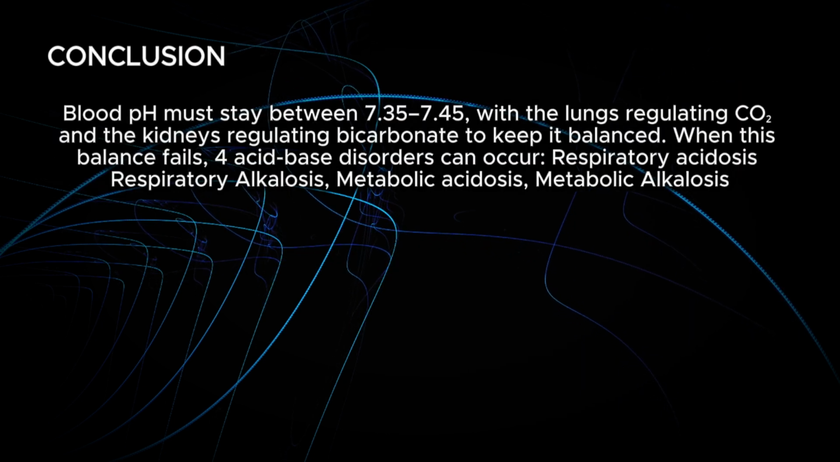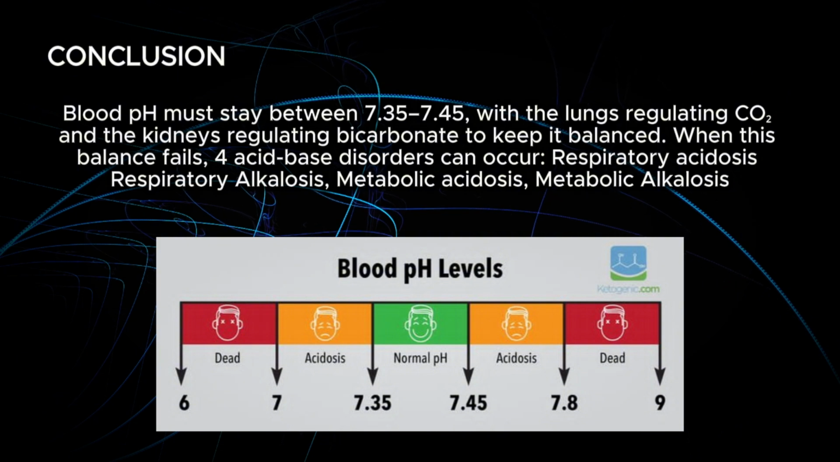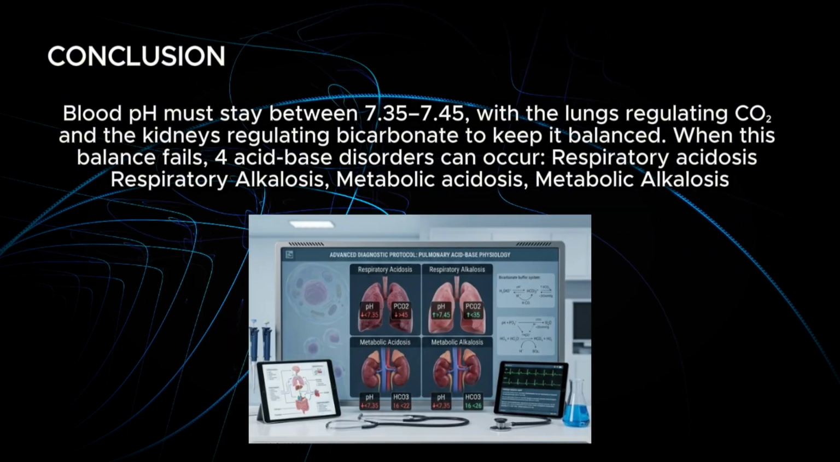So in conclusion, blood pH must stay between 7.35 to 7.45, with the lungs regulating carbon dioxide and the kidneys regulating bicarbonate to keep it balanced. When this balance fails, 4 acid-base disorders can occur.